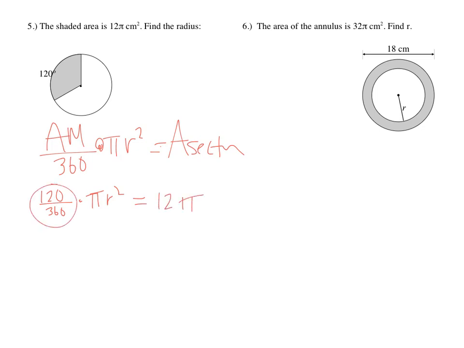Let's start by reducing this, so 120 over 360, that's just 1/3. Right away I noticed I can get rid of these two pi's, so I've got 1/3 r squared, or just r squared over 3, is going to equal 12. Let's multiply by 3 on both sides, so we get r squared equals 36. Take the square root of both sides. So r is radical 36, or r is 6. My radius is 6 centimeters.